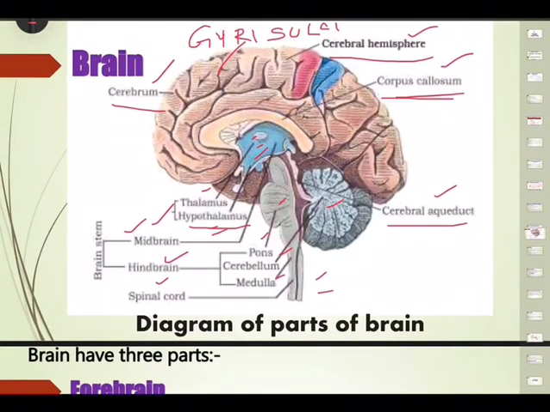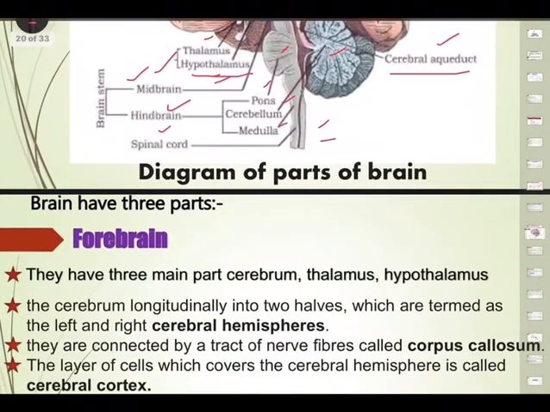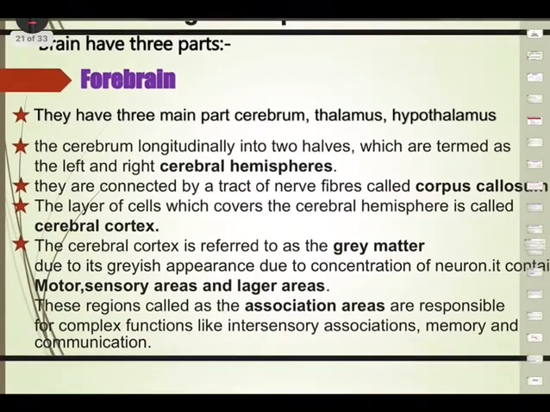So the central system consists of brain and backbone, and we said the entire brain is divided into three parts: forebrain, midbrain and hindbrain. In the forebrain there are three parts: cerebrum, thalamus and hypothalamus. And we said the cerebrum is divided longitudinally into two halves, which are termed the left cerebral hemisphere and right cerebral hemisphere. They are connected by a tract of nerve fibers called corpus callosum.